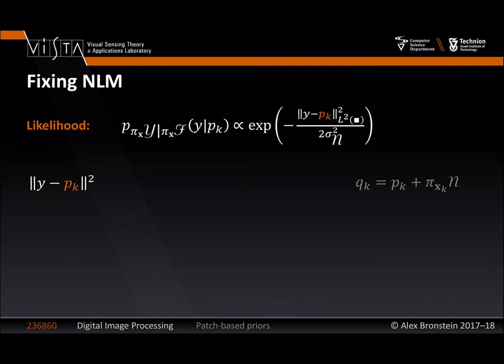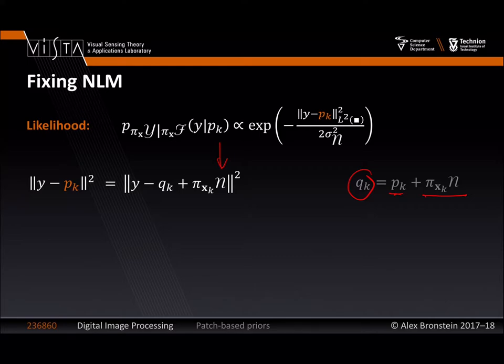But I can write q. I have access to q, right? So q is p, which is the quantity that I'm interested in, plus noise, and this noise is taken as the patch at point xk from the realization of the noise that contaminated my image. So I can write it in this way. Instead of y minus pk, I will write y minus qk plus the patch around xk from my noise. Think of a clean image to which I'm adding a noise image. So this is just a white Gaussian noise image, n, of which I'm taking a realization.